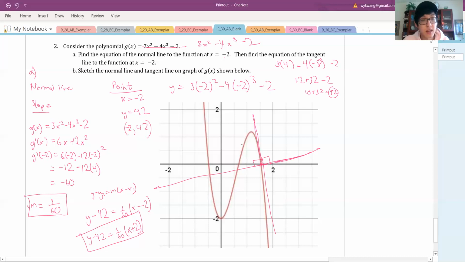So that's the process again. Remember, you find a slope and a point, so you can use point slope form. And then you need to be careful on what the slope actually is. Is it a parallel tangent line, or is it a perpendicular normal line? That tells you the slope.